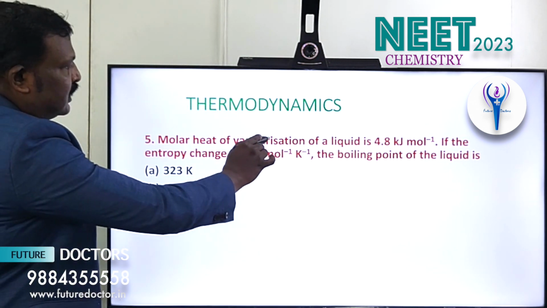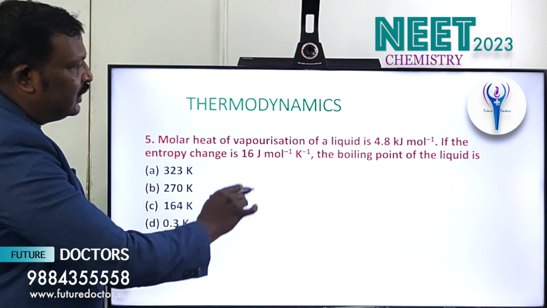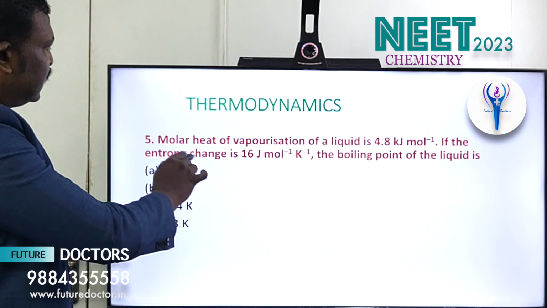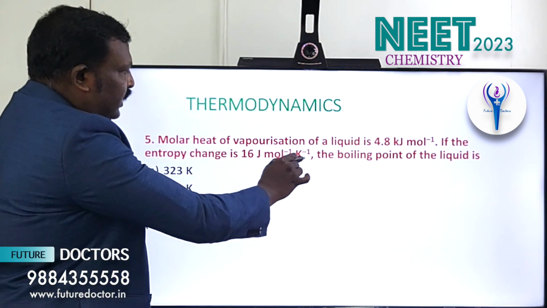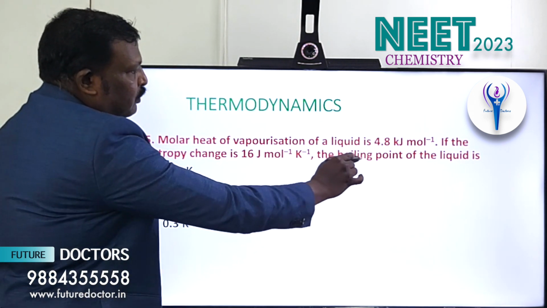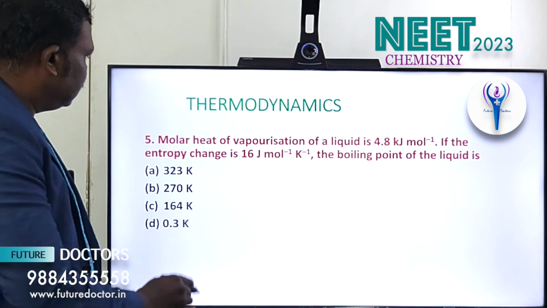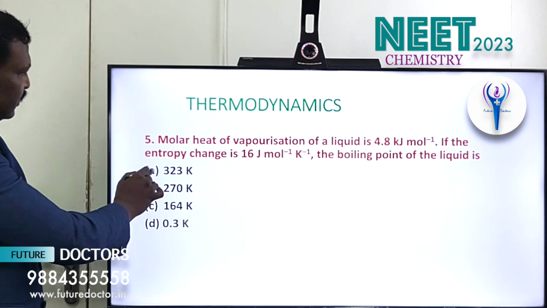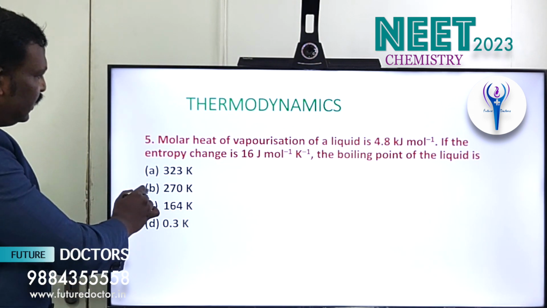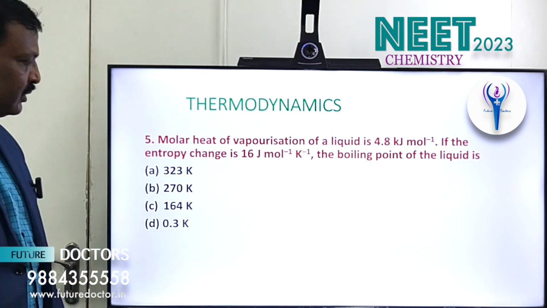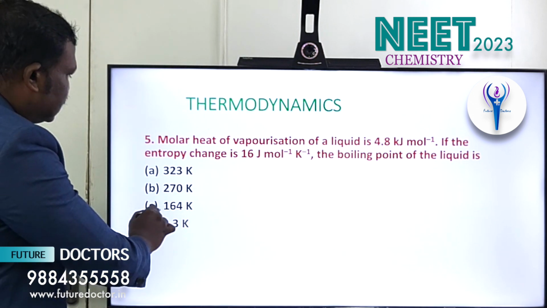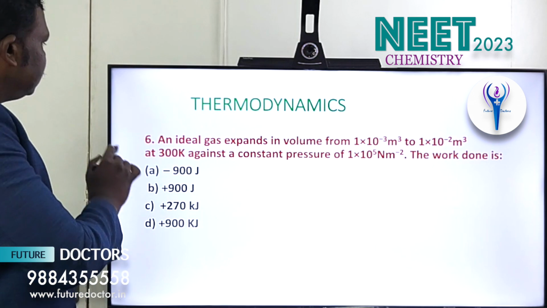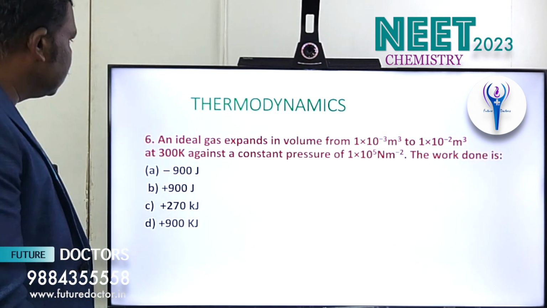Molar heat of vaporization of a liquid is 4.8 kilojoule per mole. If the entropy change is 16 joule per mole per Kelvin, what is the boiling point of the liquid? That's the question. Now the options are A, 323 Kelvin, B, 270 Kelvin, C, 164 Kelvin, D, 0.3 Kelvin. Now see the sixth question.